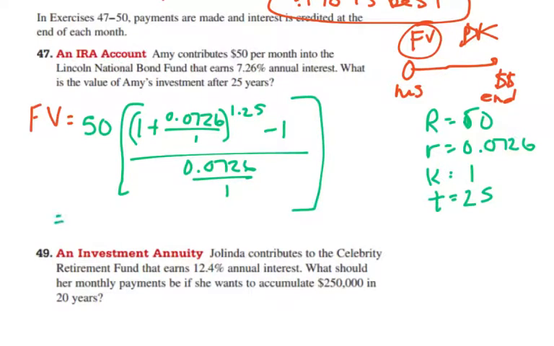Alright. So, to solve this, we're going to do this inner piece first. So 1 plus that fraction. That value then raised to the 25th power, minus 1, divided technically just by 0.0726. And then that 65 value times 50, the investment that she'll be making. So after 25 years, she's going to have $3,283.